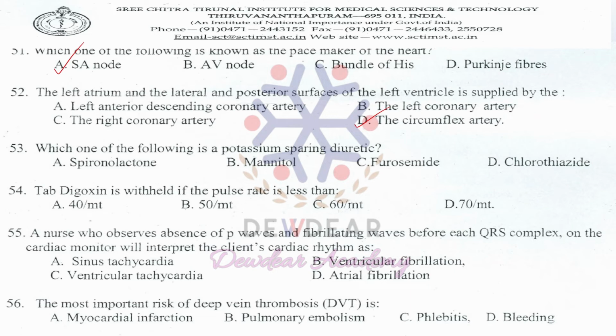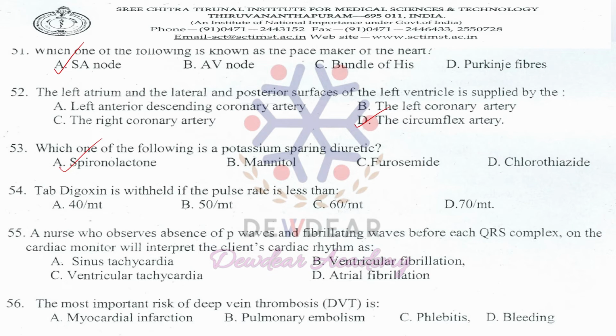Then question number 53. Which one of the following is a potassium sparing diuretic? Options are spironolactone, mannitol, furosemide, chlorothiazide. So here the correct answer is option A, that is spironolactone. Spironolactone is a potassium sparing diuretic.